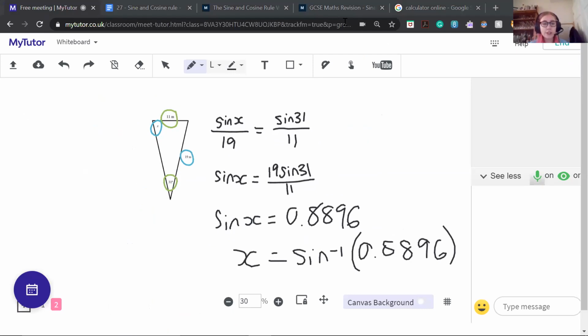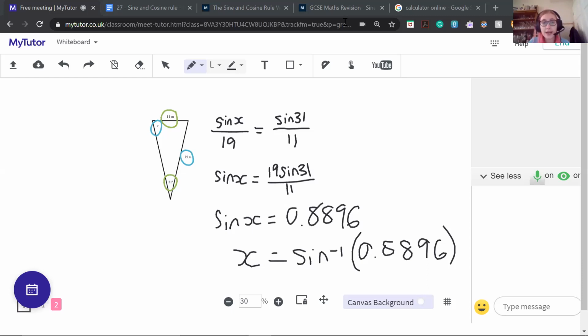Oh, okay, a couple of questions. Someone said in an exam, did they tell you it's the sine rule? No. But hopefully once we've covered both the sine and cosine rule, I'll show you examples of how you can tell which is which.